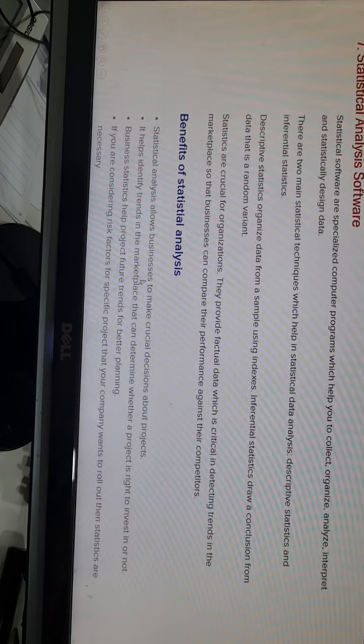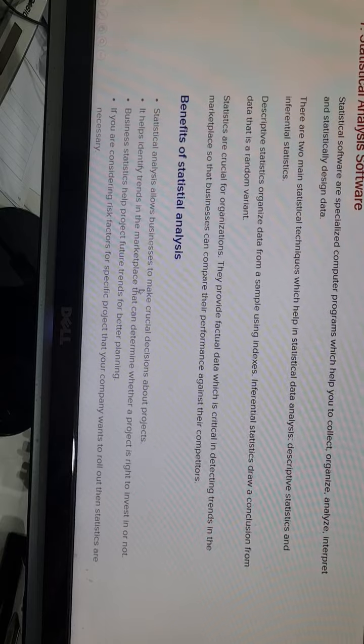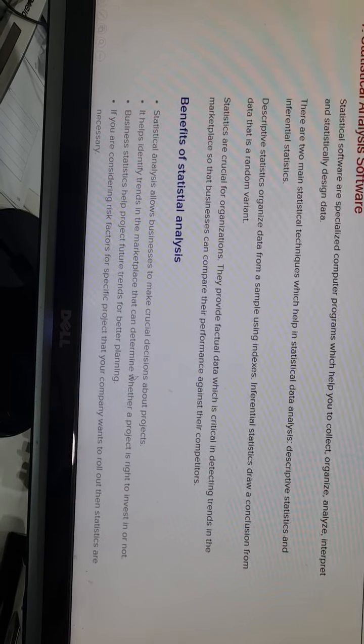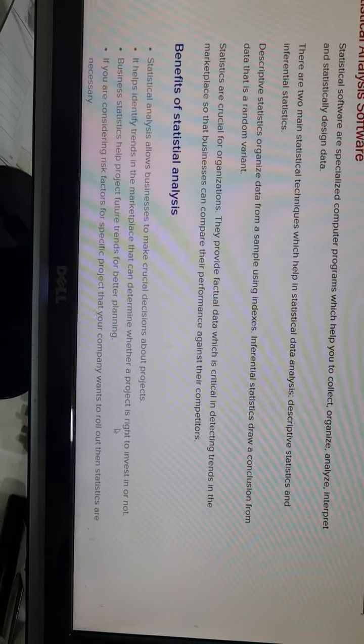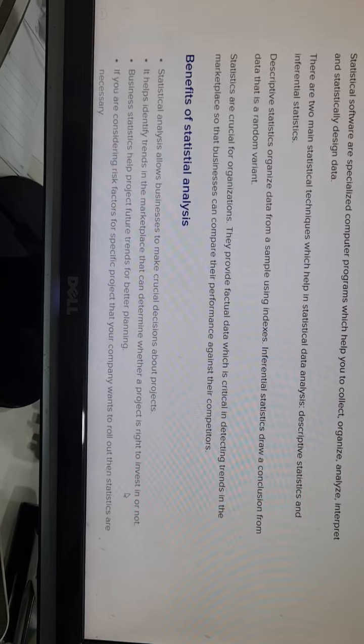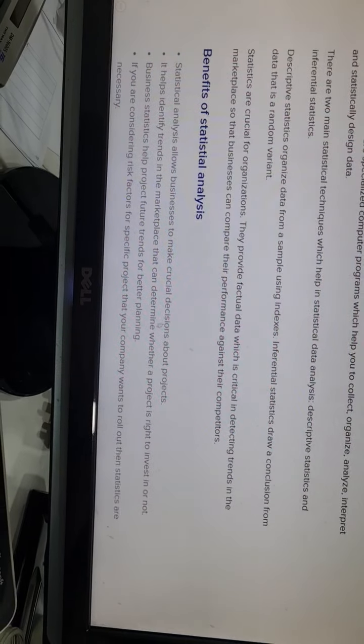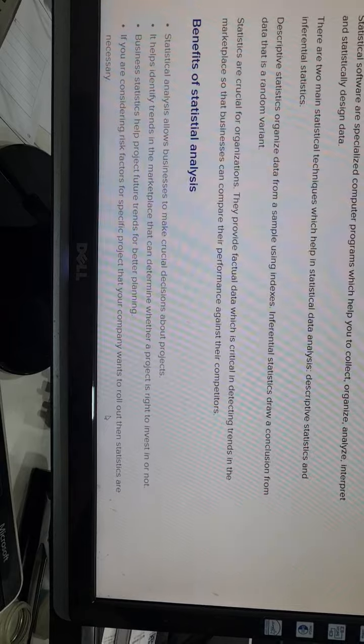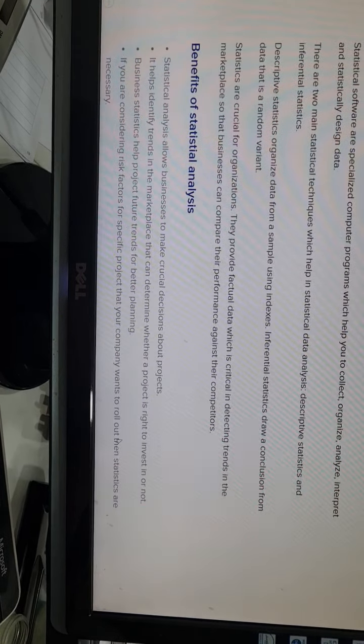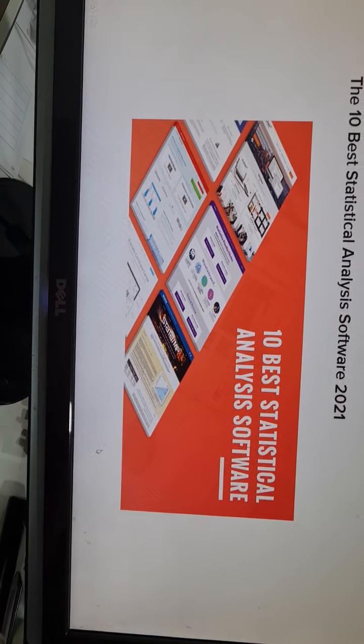Statistical analysis allows businesses to make crucial decisions about projects. It helps identify trends in the marketplace that can determine whether a project is right to invest in or not. Second, business statistics helps project future trends for better planning. If you are considering risk factor for a specific project that your company wants to roll out, then statistics are necessary.